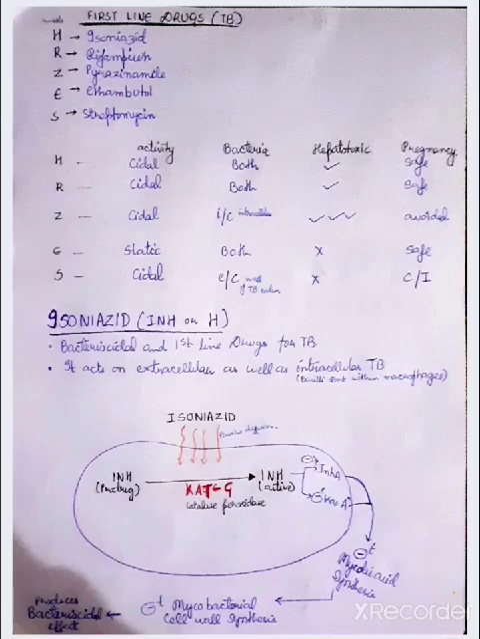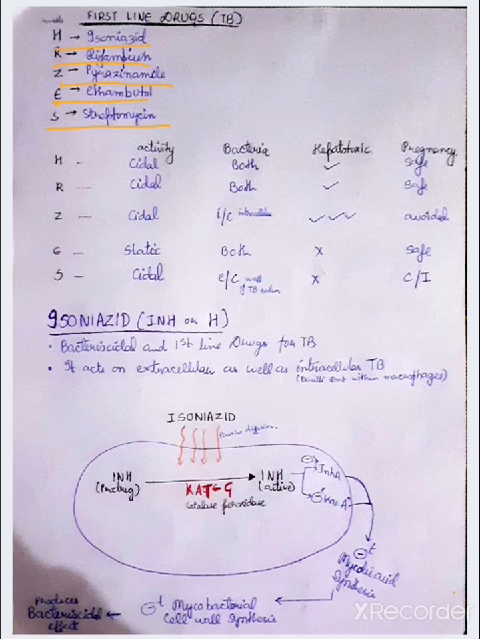Now let's discuss the first line drugs of TB briefly. Firstly, these symbols: for isoniazid it is H, for rifampicin it is R, for pyrazinamide it is Z, for ethambutol it is E, and for streptomycin it is S. So these are the symbols.